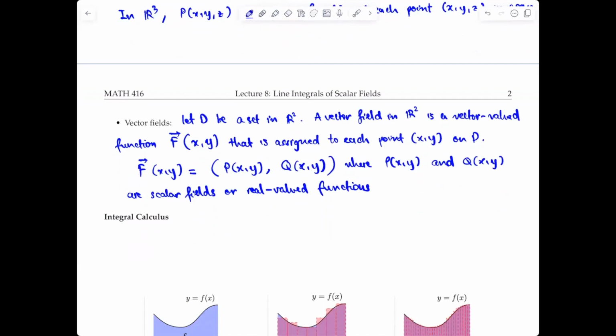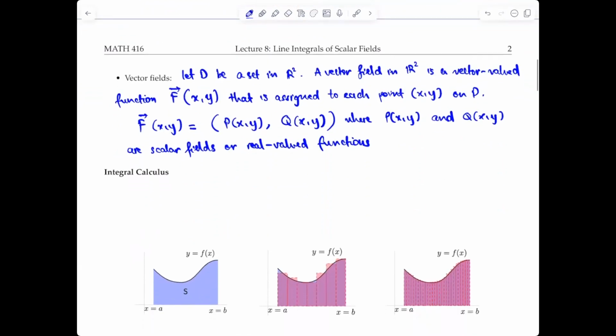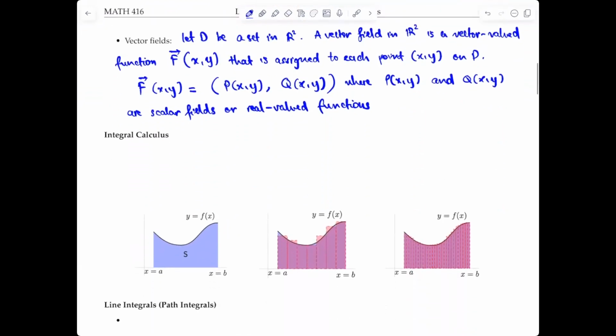Now, what I'm going to do next is look at the line integral of a scalar field. And I go back to the idea of the integral calculus that we learned in calculus 1, the definite integral. You have the definite integral from a to b of f of x dx. And usually in calculus 1, they don't just directly give you the formula that calculates the area of the curve.